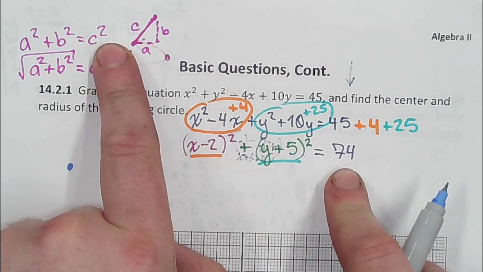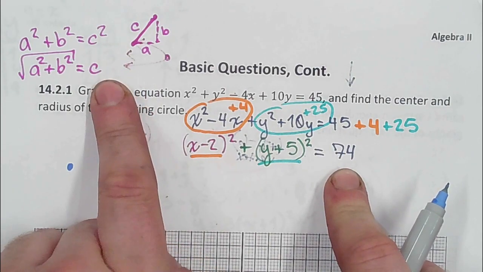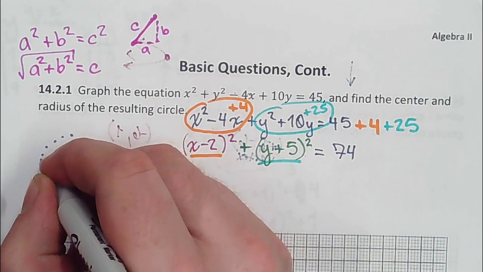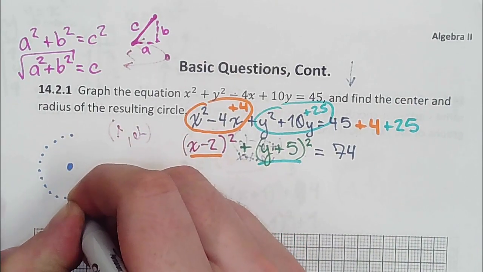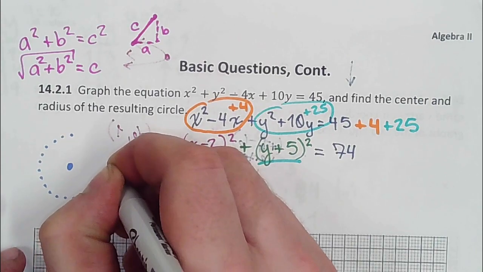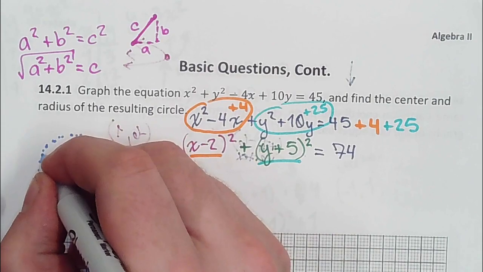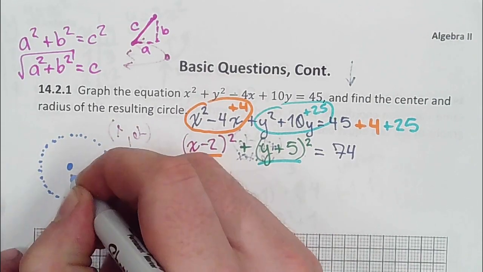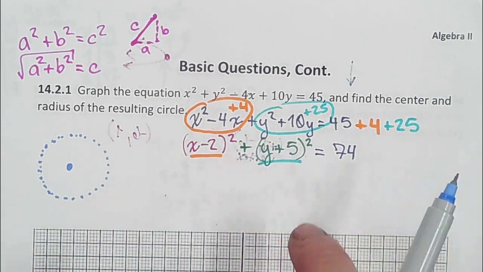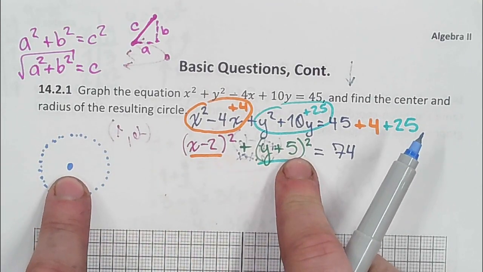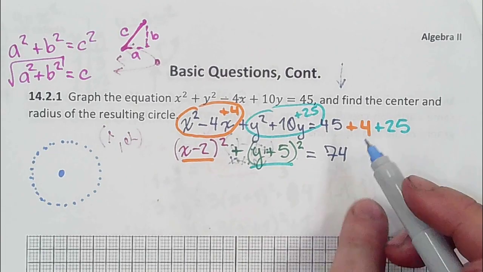Not 74, because that's c squared, right? But root 74 away. So if I go root 74 away from this dot, and I do that in every possible direction, and if I do that again and again and again, I think you'll see that it's always the same distance. Again, the distance between any point and our center point will always be the root of 74.